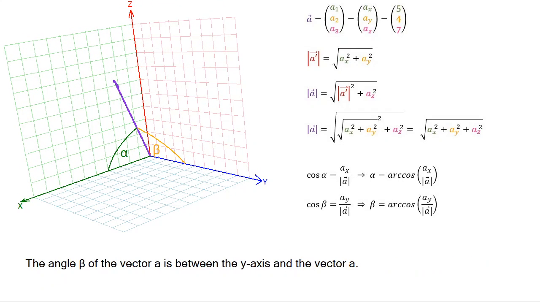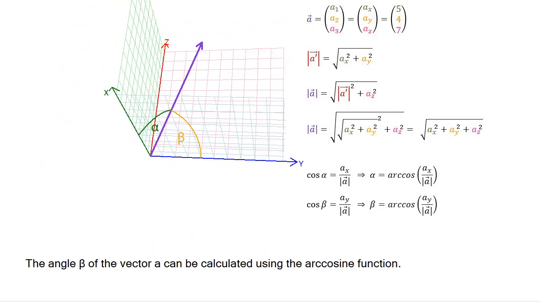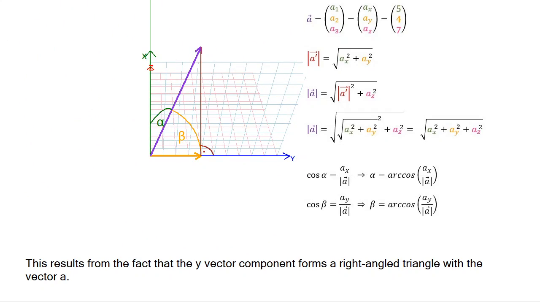The angle beta of the vector A is between the y-axis and the vector A. The angle beta of the vector A can be calculated using the cosine function. This results from the fact that the y-vector component forms a right-angled triangle with the vector A.